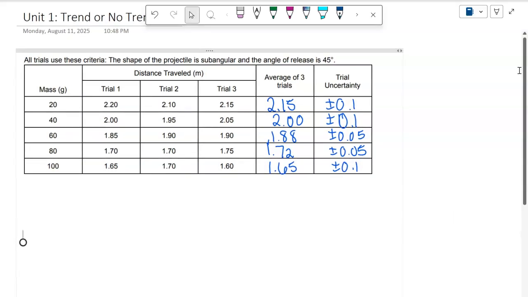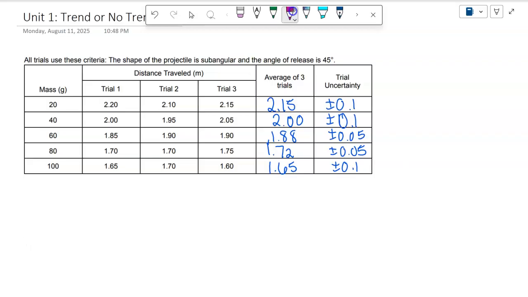So we have the shape of a projectile is subangular and the angle of release is 45 degrees. That's telling us our control variable. Our independent variable is going to be our mass in grams right over here. And our dependent variable is our distance traveled. So we calculated our averages and our uncertainties already.